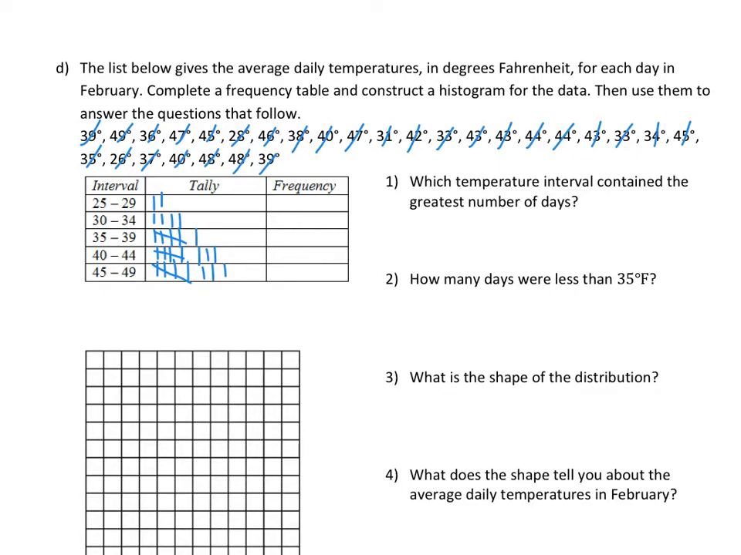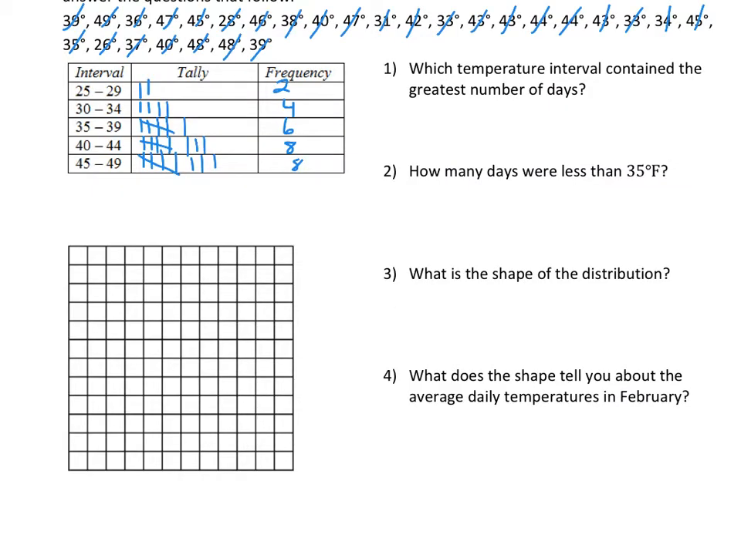Okay, let's count them up. We have 2, 4, 6, 8, and 8. Now to make the graph. So we're talking about daily temperature, so I'm going to go ahead and title it Daily Temperature. And our intervals go on the bottom, and our intervals are measuring temperature. So let's label our bottom temperature. I'm going to type it this time to make it a little neater. And this is in degrees Fahrenheit, so we want to make sure we note that.